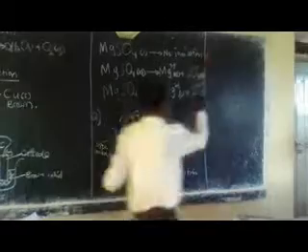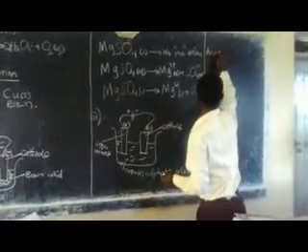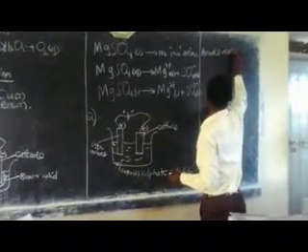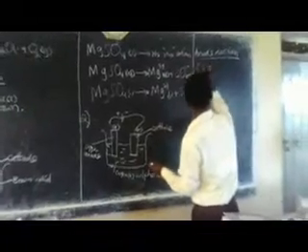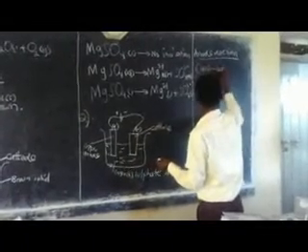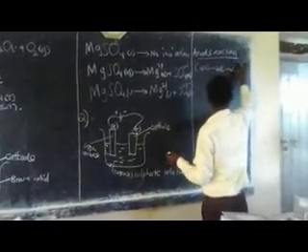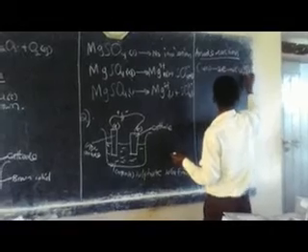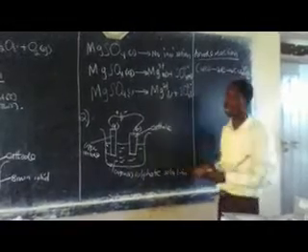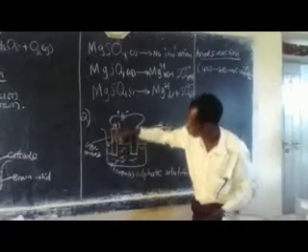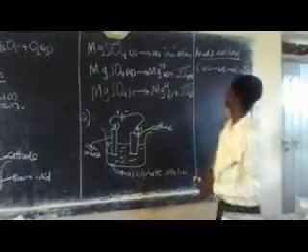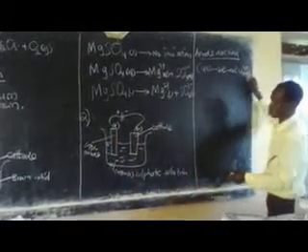I repeat, the anode reaction: the copper solid in that solution will ionize to give copper ions. So if they ask you a question, state what is observed at the anode, you will say the copper rod dissolves into the solution. It forms a solution.